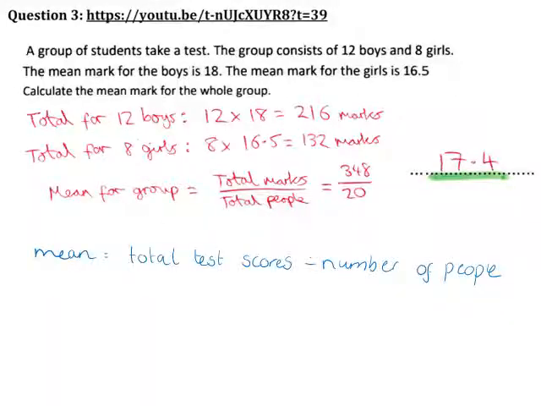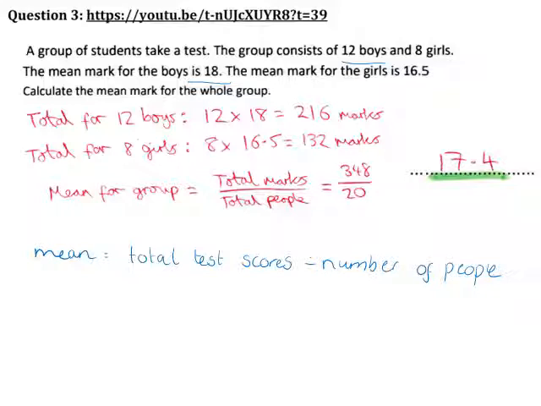Okay, question number 3 then. We know that the mean for the boys is 18 and we know that there are 12 boys. So I want to first of all work out what all the boys' marks added together were, because I'm then going to need to do everybody's marks divided by all the people to work out the overall mean.